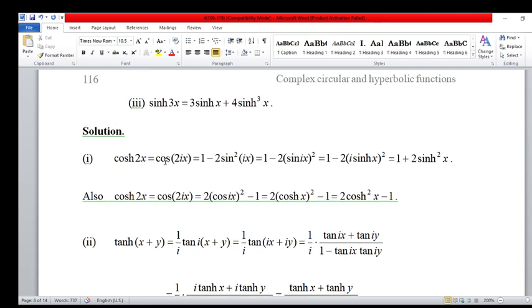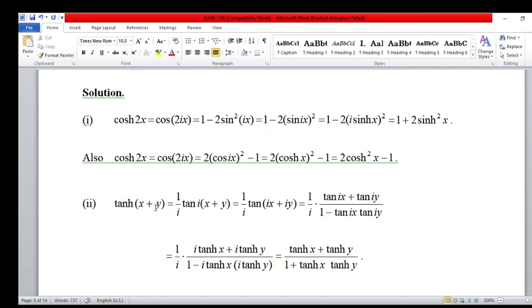cos hyperbolic twice x is equal to, converting the hyperbolic function into the i function, cos twice ix. This can be written as 1 minus twice sin square ix, which is the cos twice theta formula. Converting sin ix into hyperbolic and solving, we get 1 plus twice sin hyperbolic square x. So cos twice x is equal to this formula, and twice cos hyperbolic twice x. This formula is easy.